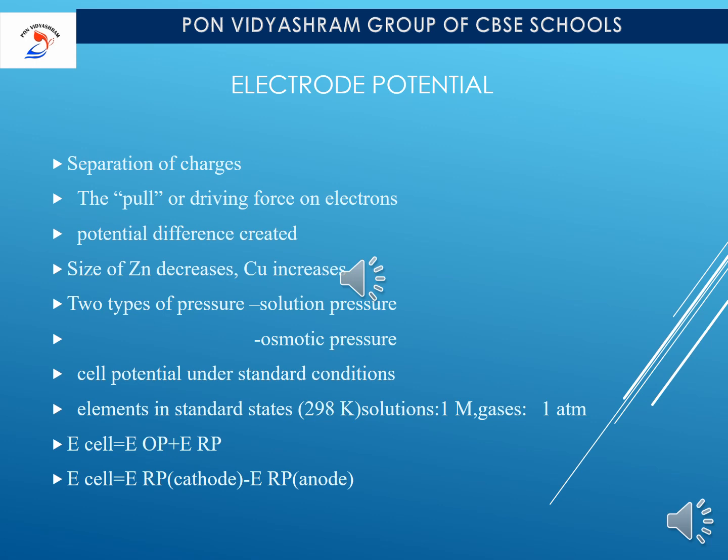Due to this, copper will be having negative charge. Please understand. So what is happening? Once copper starts settling very close to the electrode, the negative charge amount or number will increase in the solution. Due to this, pressure will be created. What is the pressure? Solution pressure, that is Sp. It has a tendency to convert metal into its ion. Now the second pressure is osmotic pressure, Op. It is a tendency to convert ion into its metal.